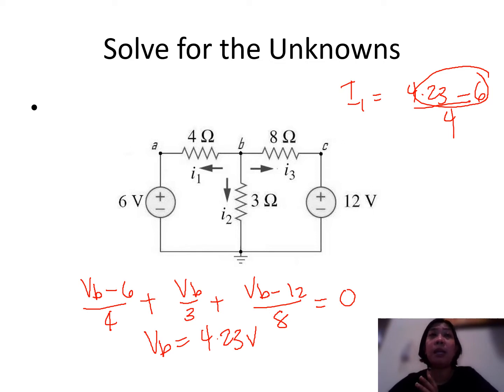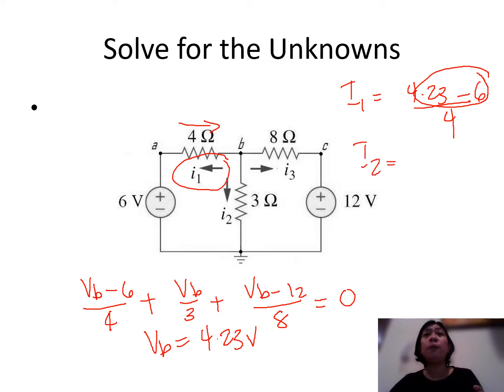So what do we mean by negative? The negative sign there just signifies that our assumption for the direction of I1 is incorrect. So we just have to reverse the polarity of your current direction here. But the numerical value there is correct.